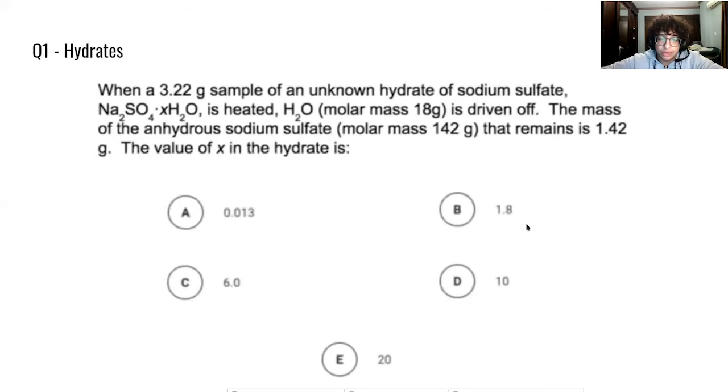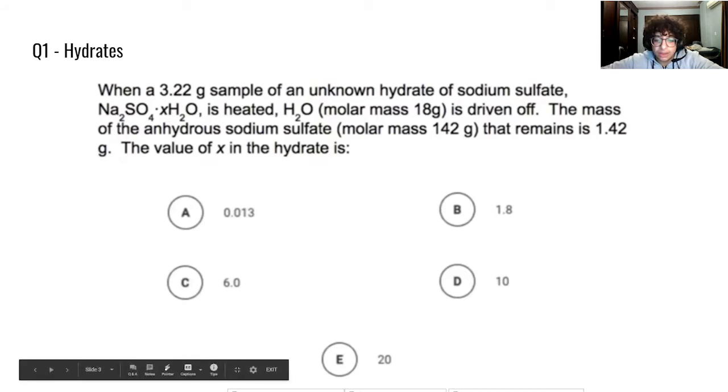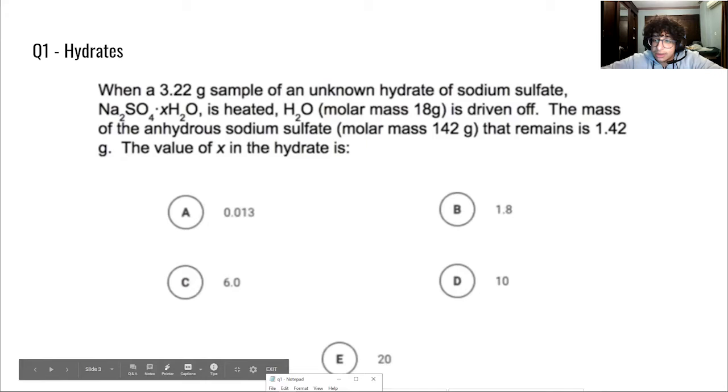When a 3.22 gram sample of an unknown hydrate of sodium sulfate, and the coefficient or the prefix H2O, is heated, H2O, which has a molar mass of 18 grams, is driven off. The mass of the anhydrous sodium sulfate, which has a molar mass of 142 grams, that remains is 1.42 grams. The value of X in the hydrate is, and so here he just wants us to find out how many molecules of H2O or water there are. And there is a format to answer these questions, and I have it right here.